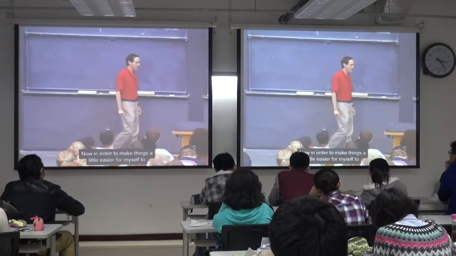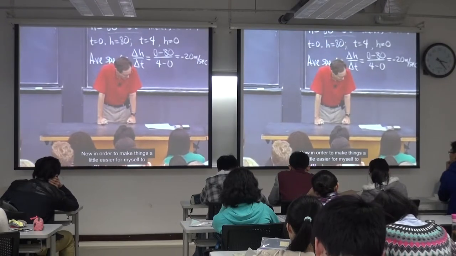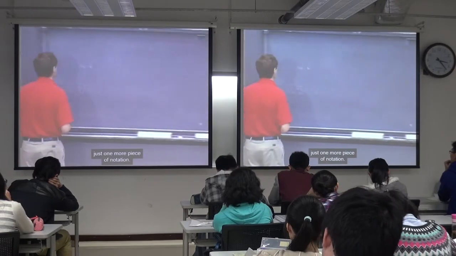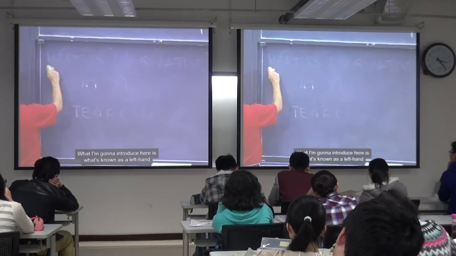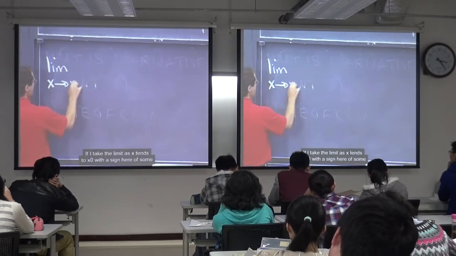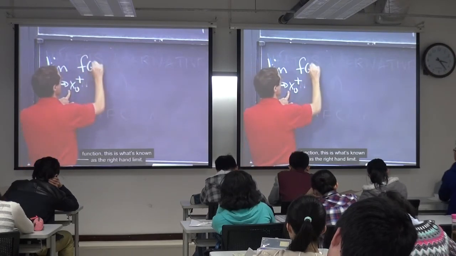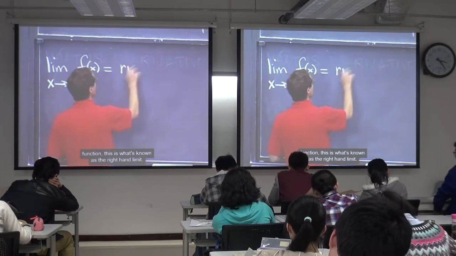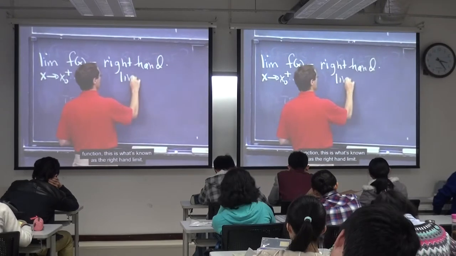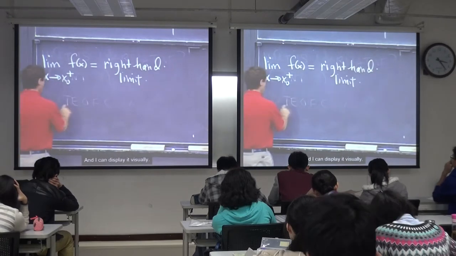Now, in order to make things a little easier for myself to explain what's going on with limits, I need to introduce just one more piece of notation. What I'm going to introduce here is what's known as a left hand and a right hand limit. If I take the limit as x tends to x0 with a plus sign here of some function, this is what's known as the right hand limit. And I can display it visually.